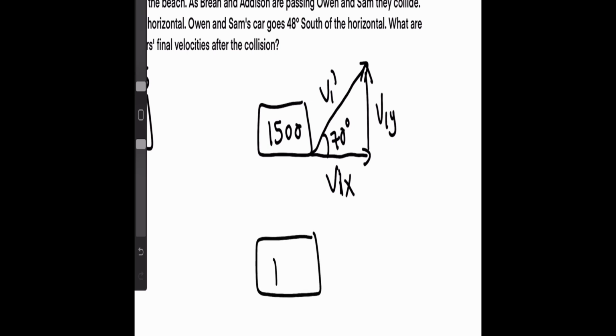And then we have Owen and Sam's car, still weighing 1,300. We have V2X here, V2Y right here, and then we have V2 prime labeled right here. And then this is the 48 degrees, which represents the direction in which they went.